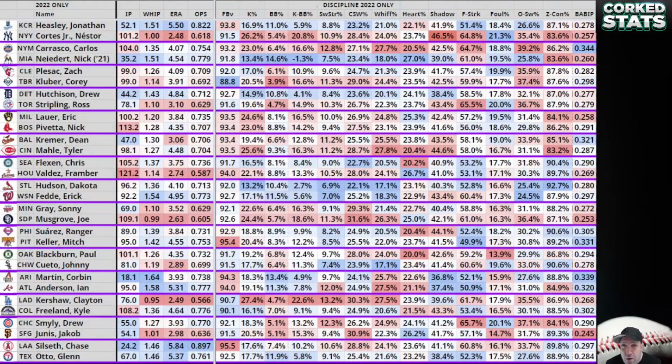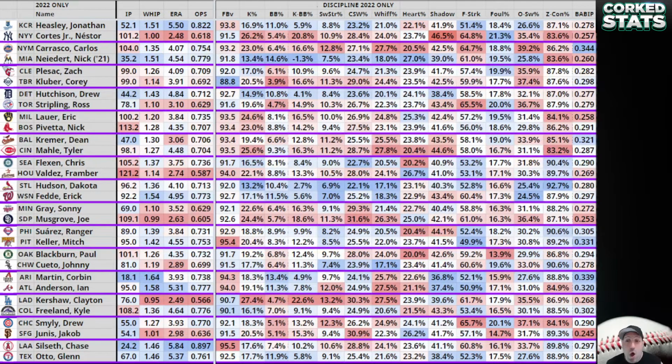Called strikes also matter. CSW we want above 30, but again, you'll notice every day it's formatted to give you an idea of the best and worst on the slate. Let's keep going left to right. Whiff rate is whiff per swing as opposed to swinging strike, so they're going to be a little different, but of course they're going to track exactly the same.